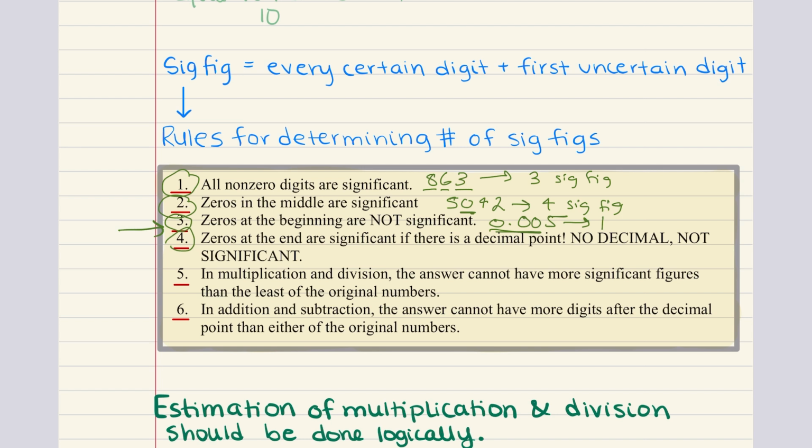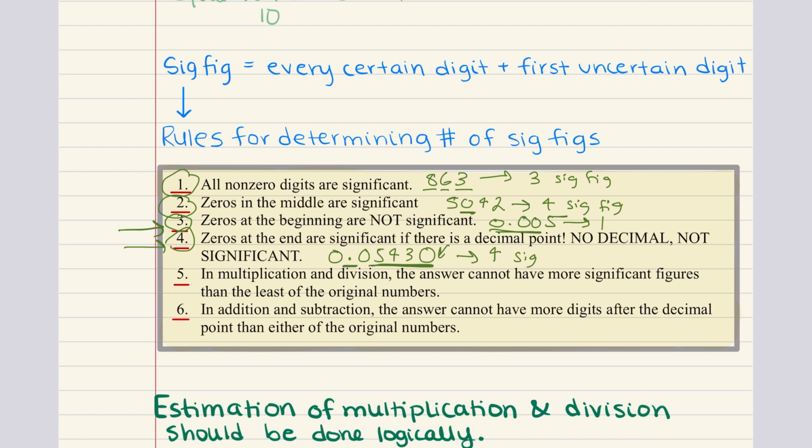However, trailing zeros is a different thing, and that's what Rule 4 is covering. Trailing zeros in numbers with a decimal point are significant. So if we were to look at a number like 0.05430, this number is going to have 4 significant figures. This trailing zero is significant, and it is only significant because there is a decimal point.